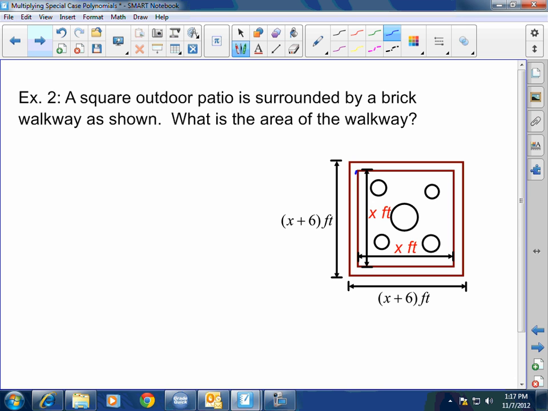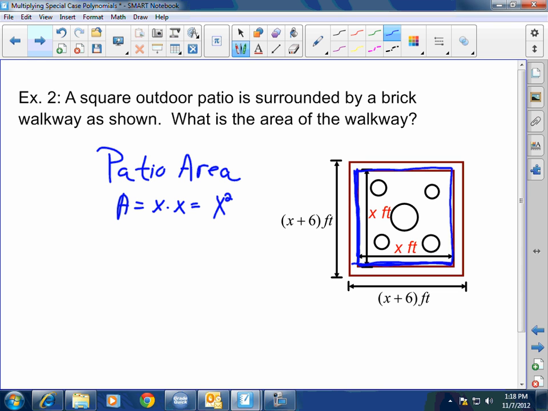We have the area of the actual patio, okay? And what are the dimensions of this patio? What's the width here? It's in red. X feet, right? And what's the height of this patio? X. Okay. So do we remember what the area of a square would be? Base times height, or side squared. So the patio area would equal, in this case, x times x, correct? Which would be x squared feet. Does that make sense? And it's also feet squared. Right? Does that make sense so far, guys?